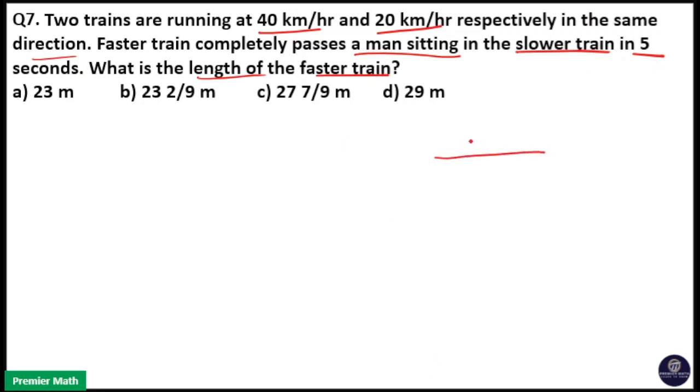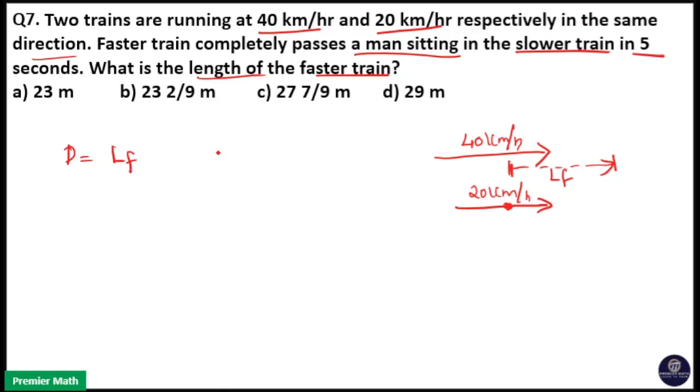Two trains with speeds of 40 km per hour and 20 km per hour are running in the same direction. A man is sitting in the slower train, we don't know where exactly. This faster train completely passes this man in 5 seconds. That is, in 5 seconds, the distance covered is equal to the length of the faster train, because the end of the faster train should pass this man in the slower train. So here the distance covered is equal to the length of the faster train.